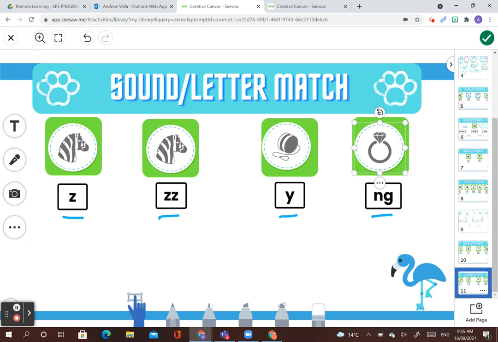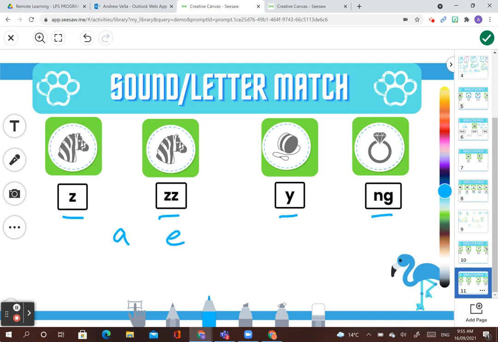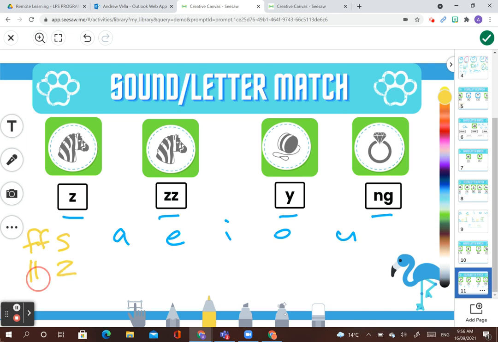Now, when to use Z and double Z. Now remember the floss rule. And the floss rule goes when we have a vowel, so A, E, I, O, U, and we hear one of the 4 sounds after it, so F, L, S, or Z, it means we need to double the sound when it comes right after it.